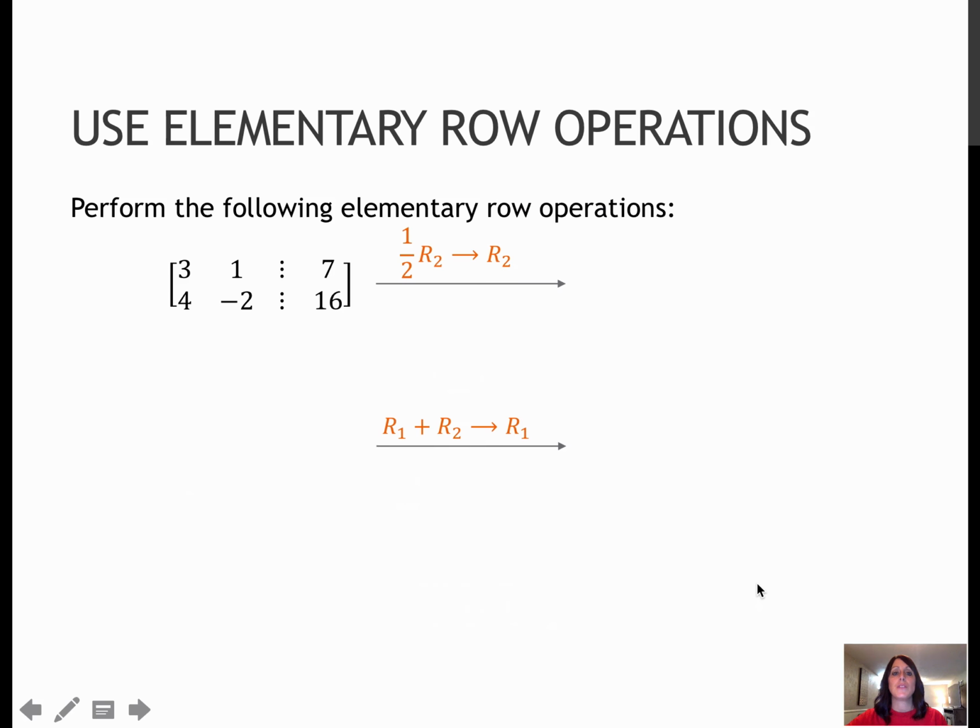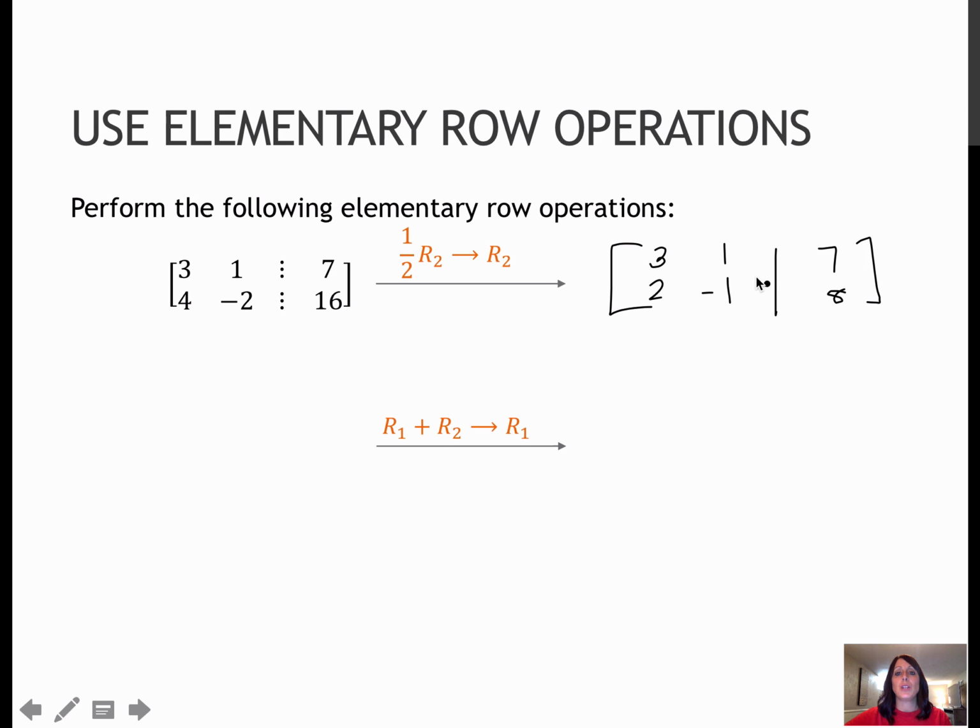So let's try a couple of these. First one, I have 1/2 R2 becomes R2. So half of R2, here's R2, which means row 1 doesn't change at all. Row 2, I'm simply going to take half of everything. So half of 4 is 2, half of -2 is -1, and half of 16 is 8.